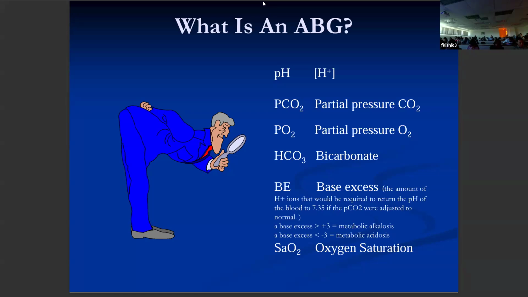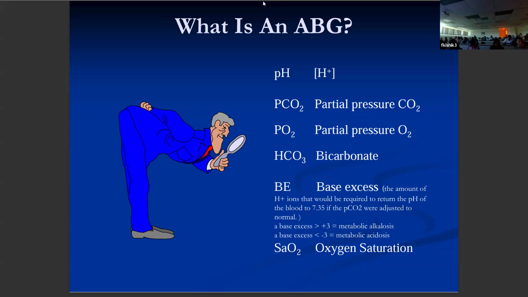And what this is saying is, it's actually telling you how many hydrogen ions you have to take away, or how many hydrogen ions you have to give back to the patient to bring them to a normal pH of 7.35. Base excess goes on a grid. The normal levels are -2 to 2. So -2, -1, 0, 1, and 2. That's the normal, right? You don't even have to write that down.